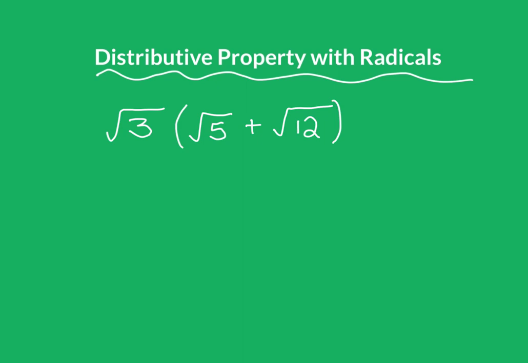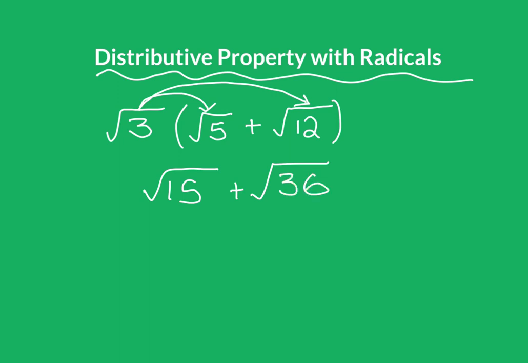So our first example, the square root of 3, we can distribute to the square root of 5 plus the square root of 12. All right, so square root of 3 times the square root of 5 is the square root of 15. And then we're going to multiply here. So square root of 3 times the square root of 12 is the square root of 36.